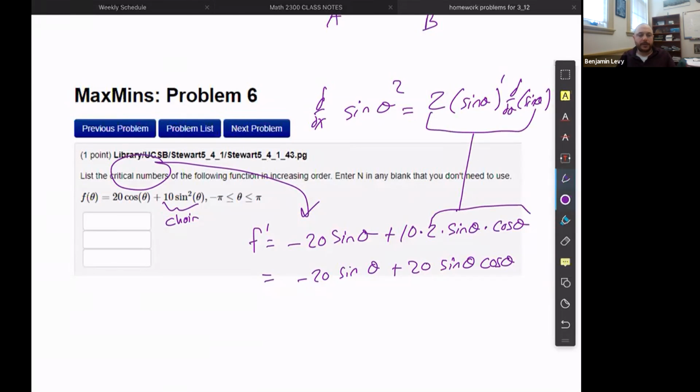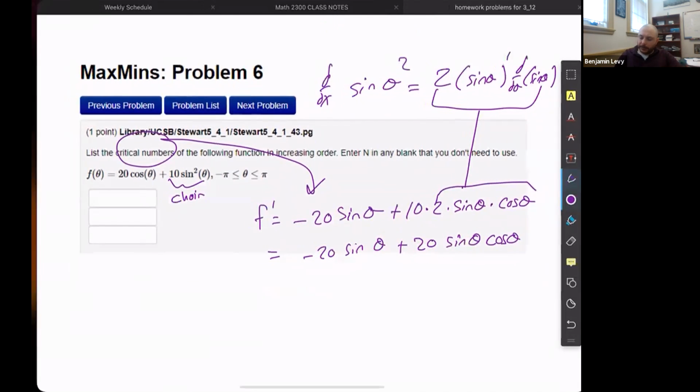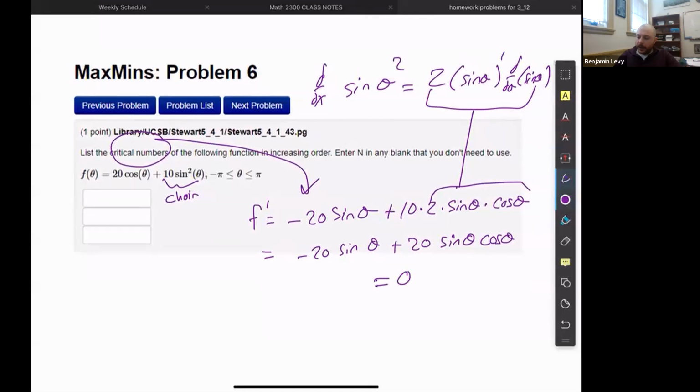Is that all right? I don't know if the derivatives are tripping people up. So we want that to be 0. And I'm noticing that we can factor a sine out, right? There's a sine in both those terms. And so we can factor 20 sine out actually, and do minus 1 plus cosine.